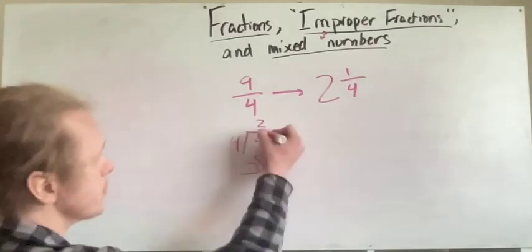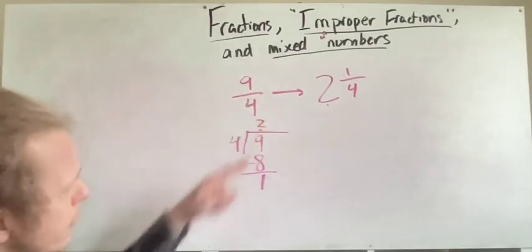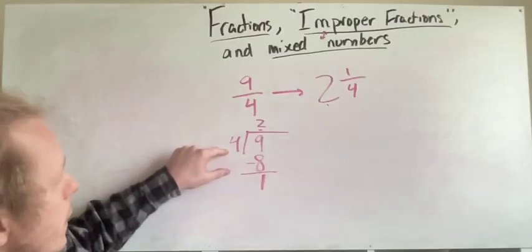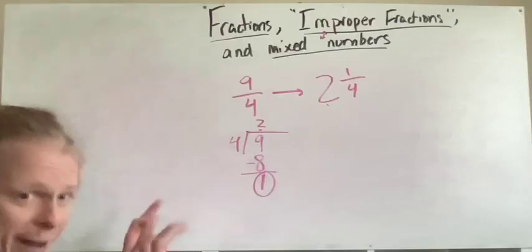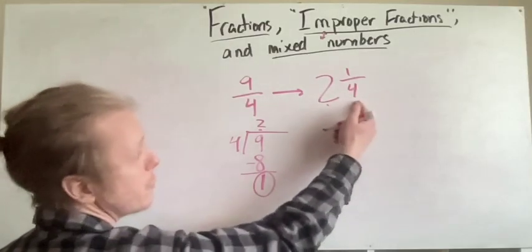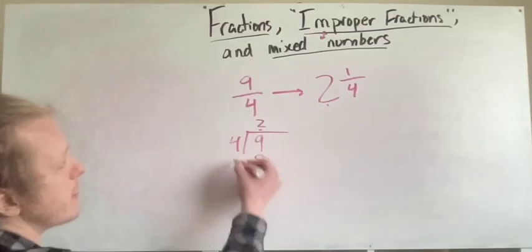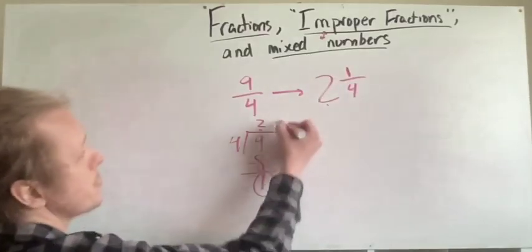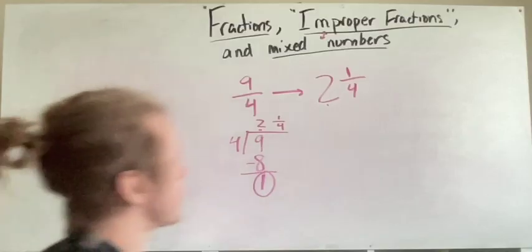Well, I see the 2, right? Where do I see the 1/4? Well, 1/4, right? So whatever I have left over, whatever we would call the remainder, that just becomes the fractional part of my mixed number. So 9/4, I did 9 divided by 4, goes in 2 times with 1 left over. So 2 and 1/4.